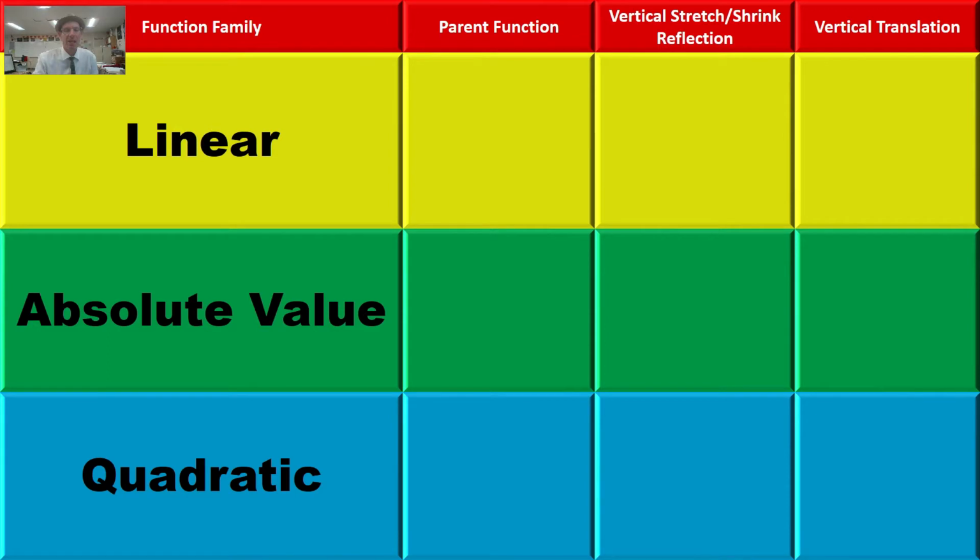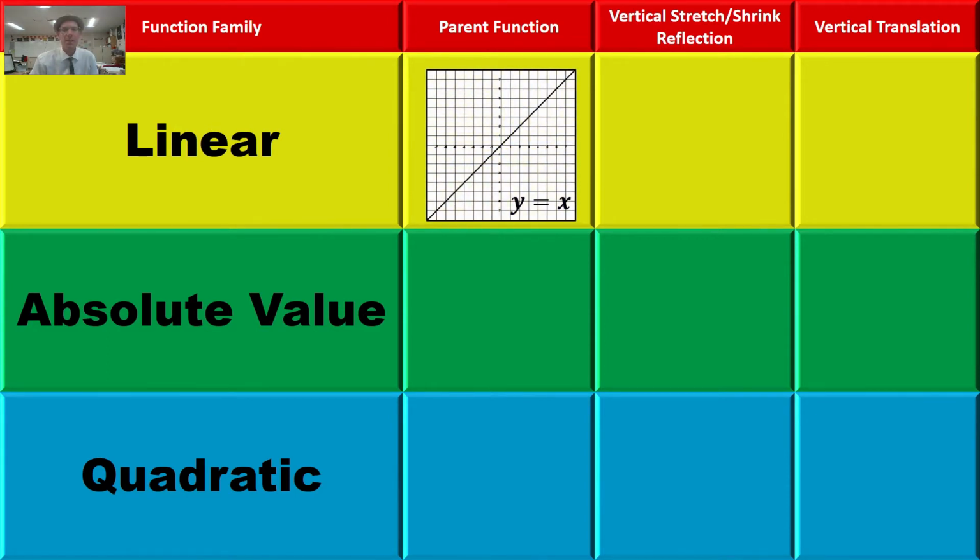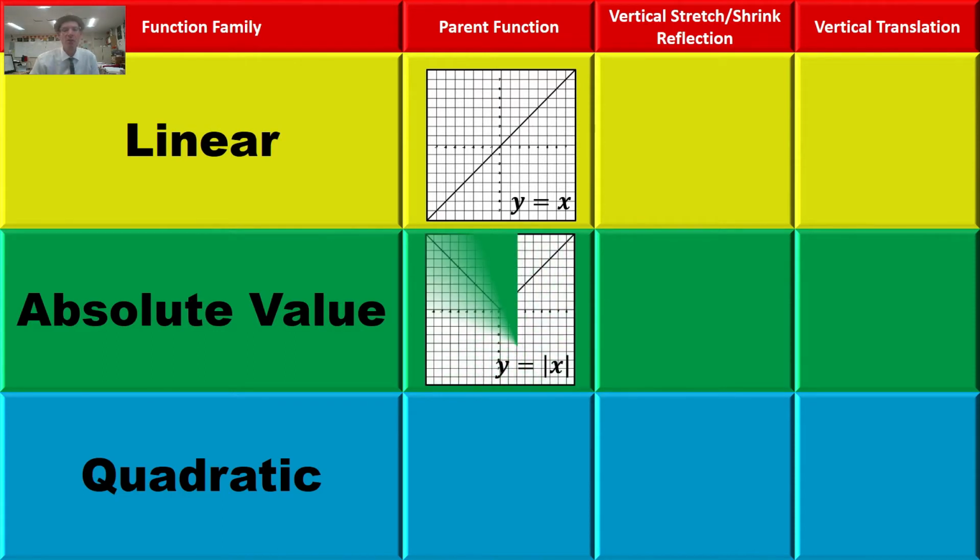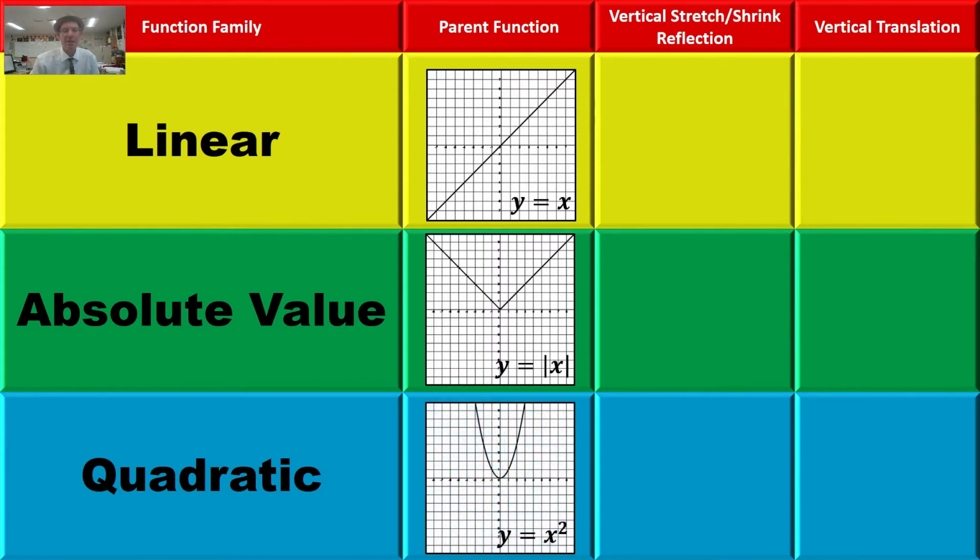So to begin with, in the linear function family, the parent function is y equals x. What you learned about that was that it is an equation that has a slope of 1 because there's a 1 in front of the x, and it has a y-intercept of 0. The absolute value function family makes a v-shaped graph, and the a value would be 1. And the quadratic function family makes a u-shaped curve, and the parent function has an a value of 1, a b value of 0, and a c value of 0.